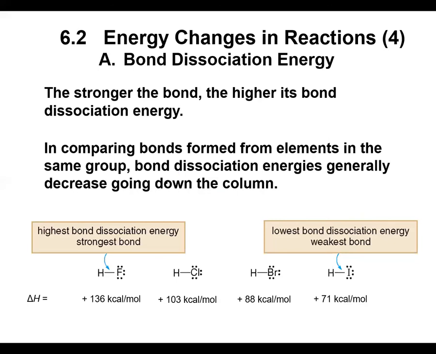Now, the stronger the bond, the higher the bond energy, and the higher the bond energy, the harder it is to break that bond, so the atoms will want to stay together. Here, if we look at the bottom, these are all bonds between hydrogen and our halogens. This is going down group 7: fluorine, chlorine, bromine, and iodine.